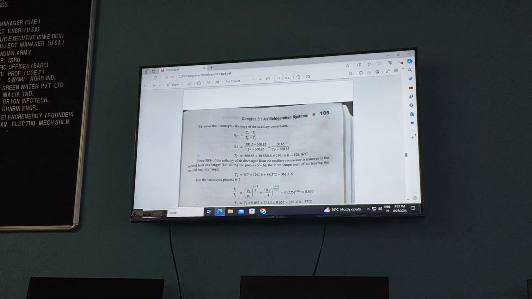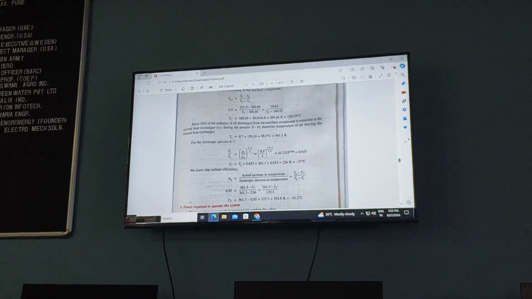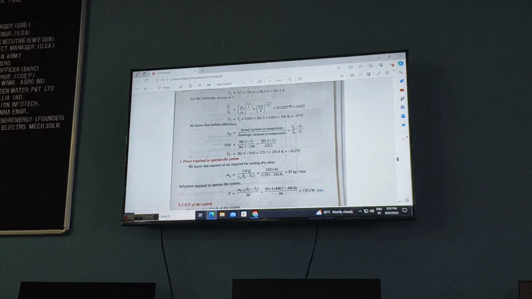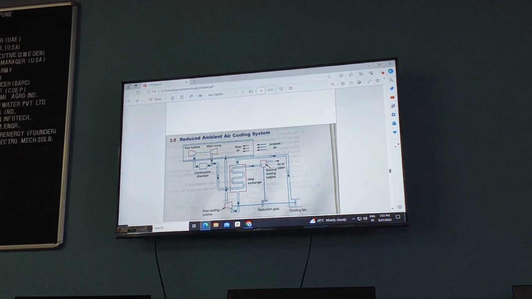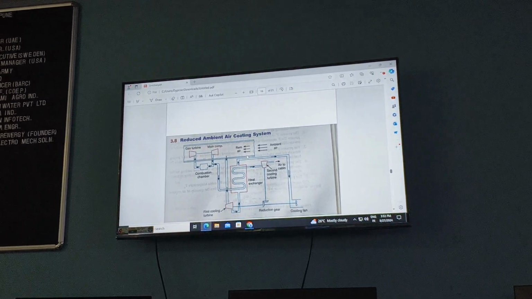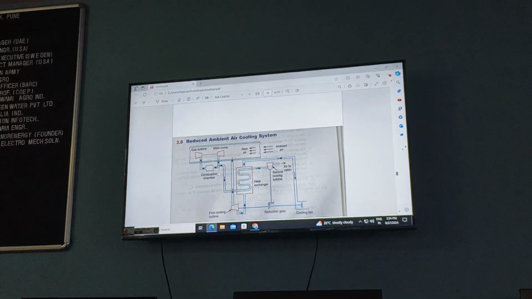Then the remaining things are the same: second efficiency, temperature, okay. Then calculating power and all those things, okay. Reduced ambient. Now this reduced ambient is used for very high speed aeroplanes, right?